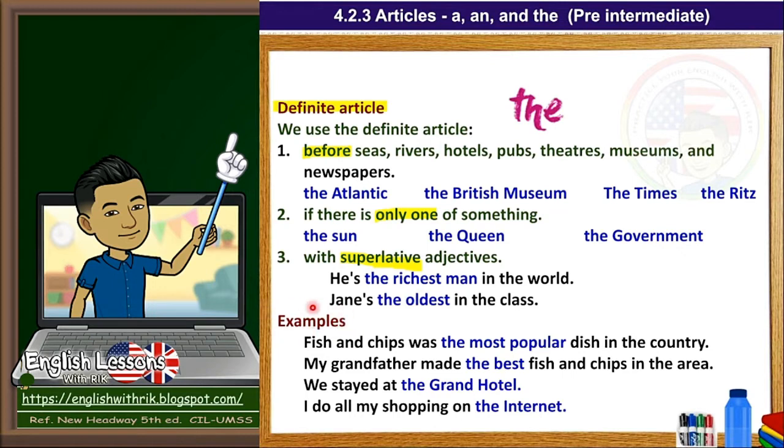Here are some more examples. Fish and chips was the most popular dish in the country. My grandfather made the best fish and chips in the area. We stayed at the Grand Hotel. I do all my shopping on the internet.